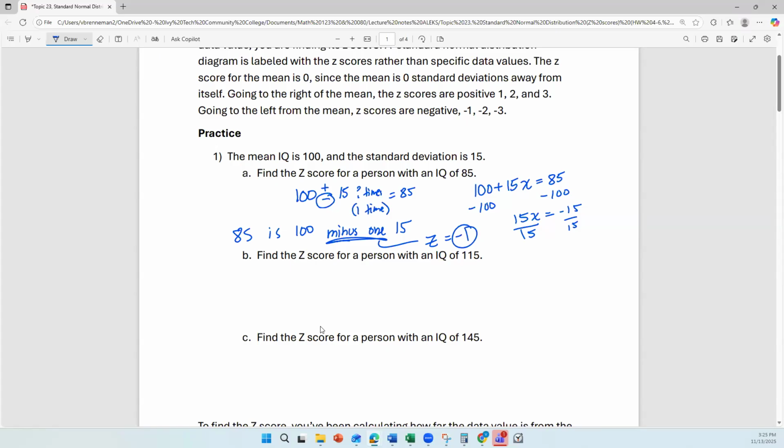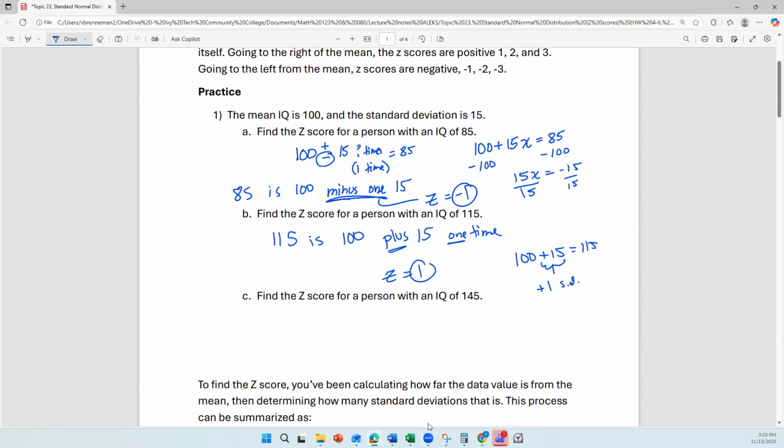So for a person with an IQ of 115, 115 is 100 plus 15 one time. But the plus and the 1 give the z-score. So this is a z-score of 1. 100 plus 15 is 115. This is plus 1 standard deviation.